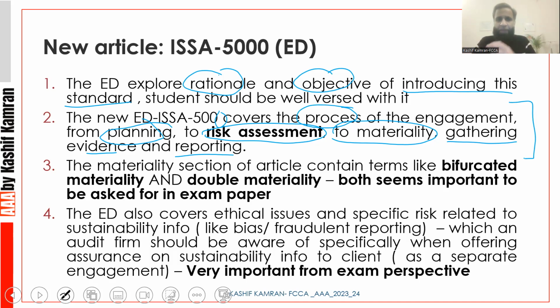Number 3, the materiality section of the article contains terms like bifurcated materiality. What if you get a question in the March 24 paper: explain the term bifurcated materiality, 2 marks, and you have not read the article? What is meant by bifurcated materiality? I've already covered it for my registered students. But again, you have to read the article if you are a self-study student.